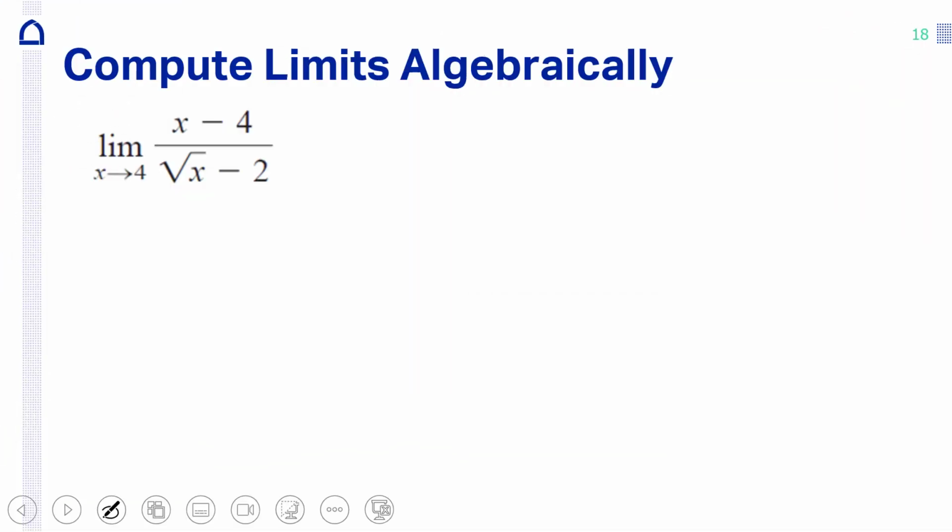For this one, yes, you can factorize, by the way. You can make this one a square difference, as the square root of x squared minus 2 squared over the square root of x minus 2. And this you can factorize.